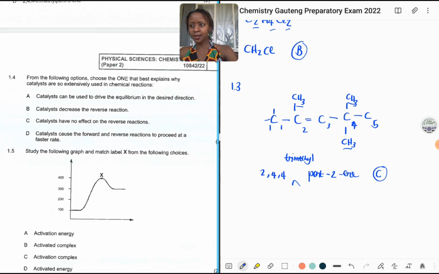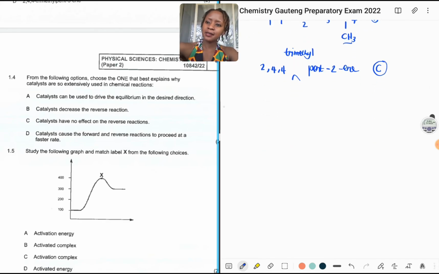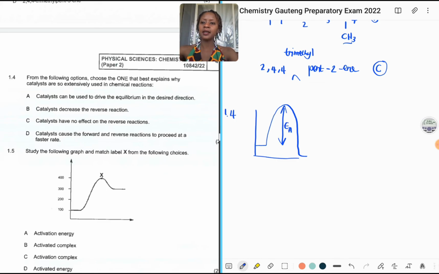From the following options, choose the one that best explains why catalysts are so extensively used in chemical reactions. So you think to yourself, what does a catalyst do? Well, basically, if you have your energy diagram there and you have whatever reaction, this would be your activation energy, right? What a catalyst does is it lowers the activation energy so that your reaction can occur faster. So a catalyst would come, lower your activation energy, and the reaction will happen a lot faster. The rate of the reaction will be quicker.